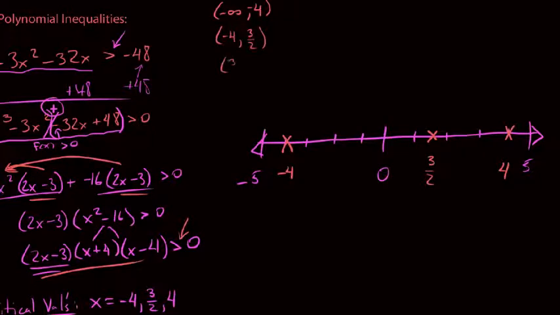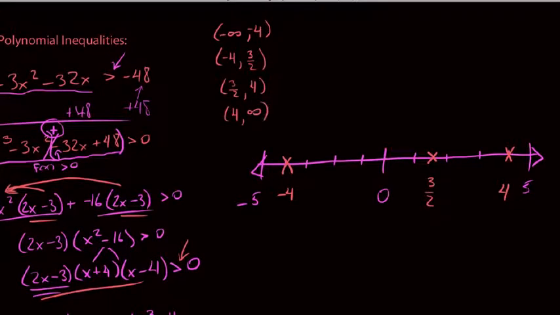We say from 3 halves up to positive 4, and then from 4 on out to infinity. These are the 4 intervals for which we're going to test some x values. I want to know which ones would cause us to have positive y's. So if we were to choose representative x values, I like to plug in easy things first.